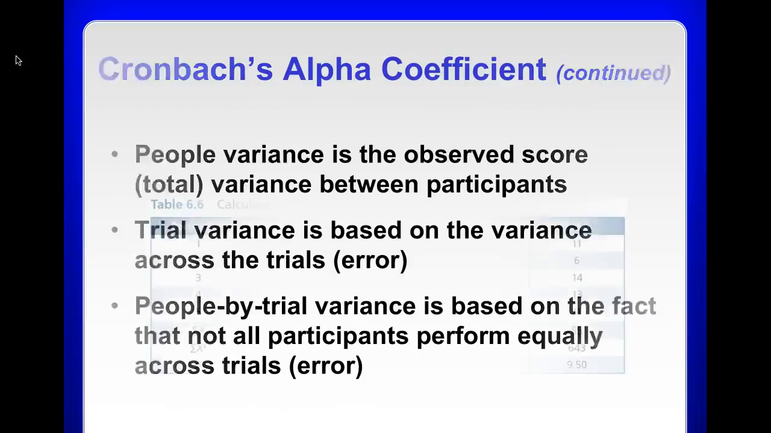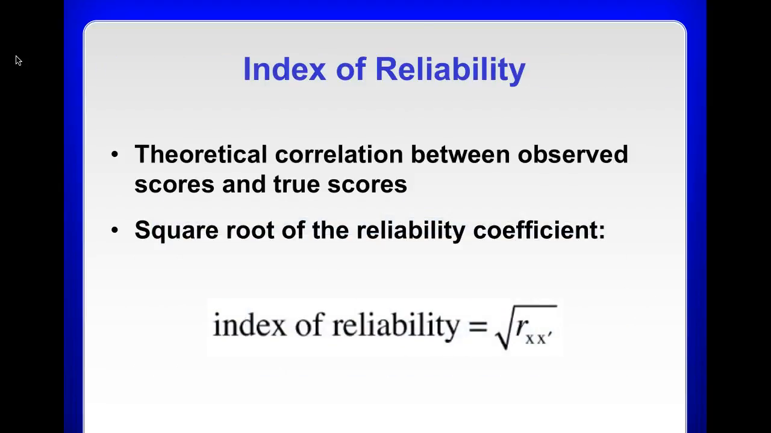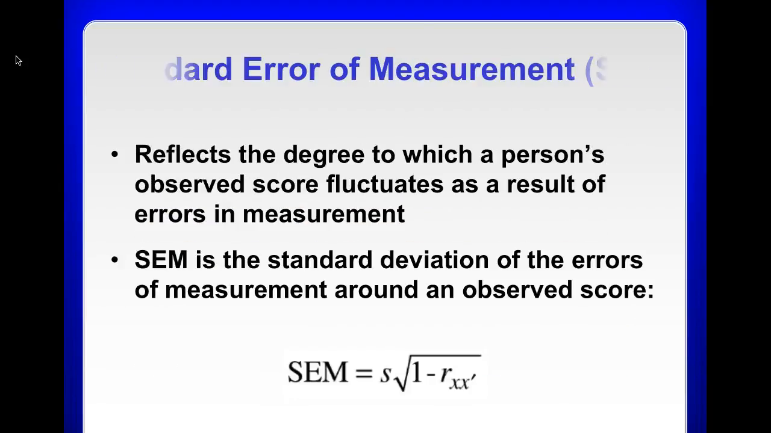Don't worry about Cronbach's alpha coefficient. Index reliability you do not have to know. Standard error of measurement reflects the degree to which a person's observed score fluctuates as a result of errors, right? It's a standard deviation of errors in measurement around the observed score.